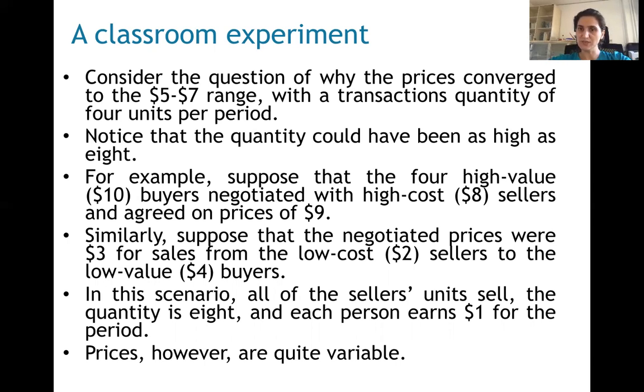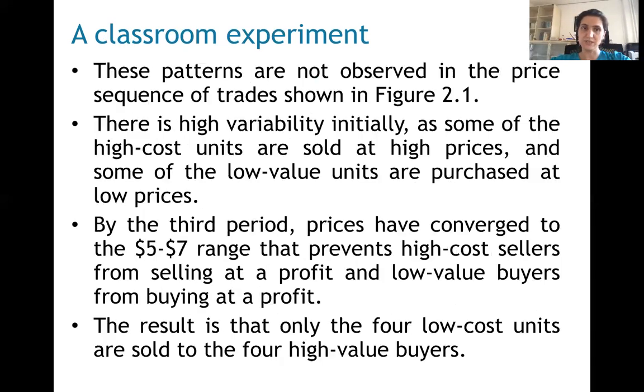Each person's earnings would be what? 1. Okay, so high value buyers, low value buyers, low cost sellers and high cost sellers would all earn 1. Everybody would earn 1. Prices, however, would be quite variable in this case. This is not what we observed in the earlier figure, right? So these patterns are not observed in the sequence of the trades shown in figure 2.1.